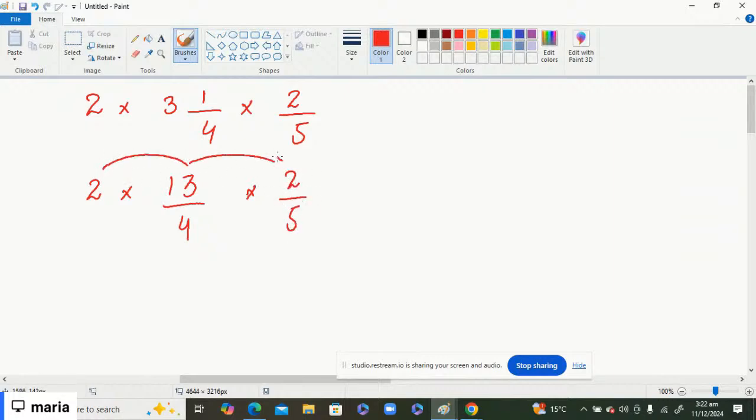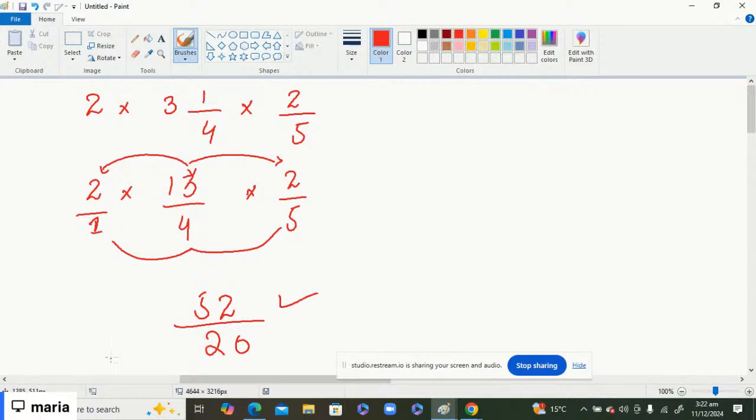Multiply the top numbers with each other. 2 times 13 times 2. So 2 times 2 is 4, or you can say 13 times 2 is 26, and 26 times 2 is 52. And then here it's again 1. So 1 times 4 times 5. 4 times 5 is 20. So this is the answer that we get.